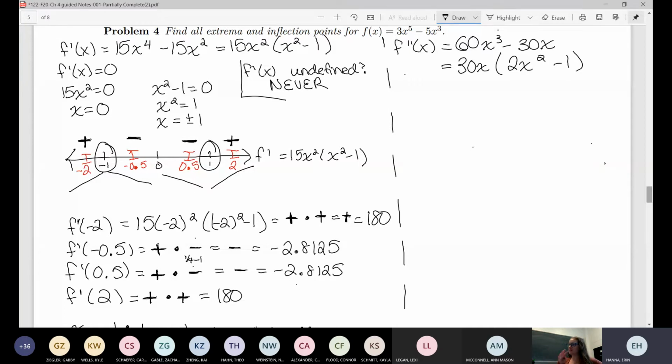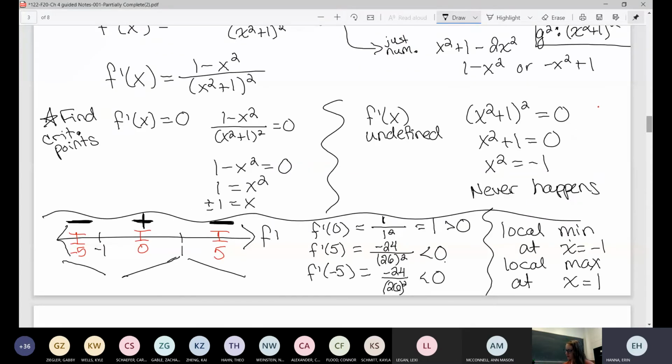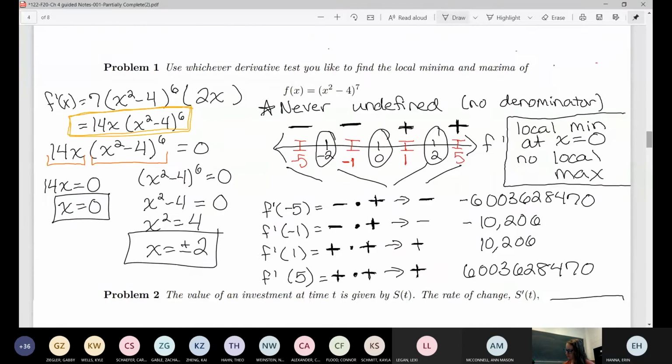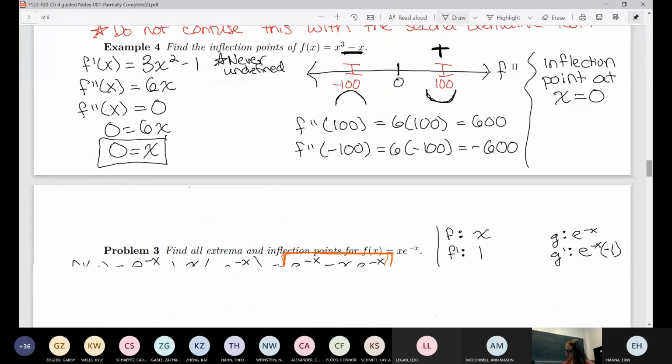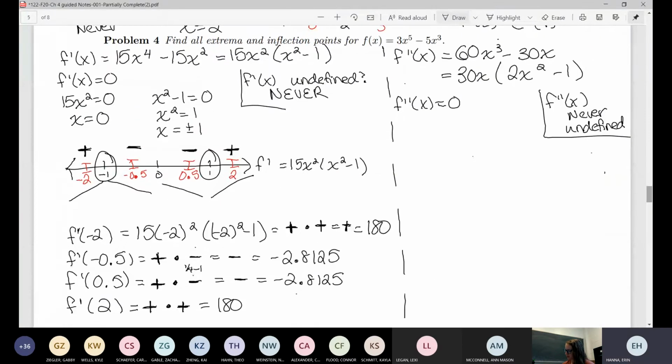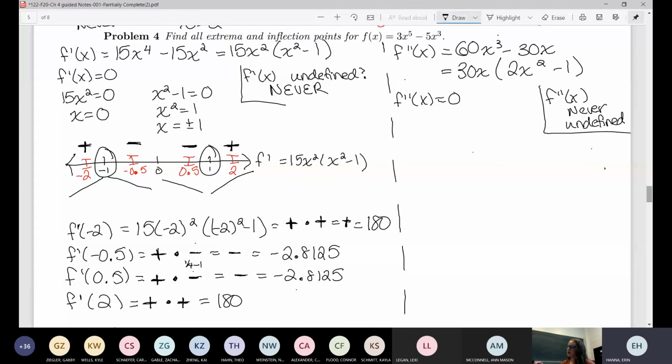And very similar to what we had to do for the first derivative, we have to set it equal to 0. And I'm just going to write never undefined because it's not, but just to remind us that we took care of it.